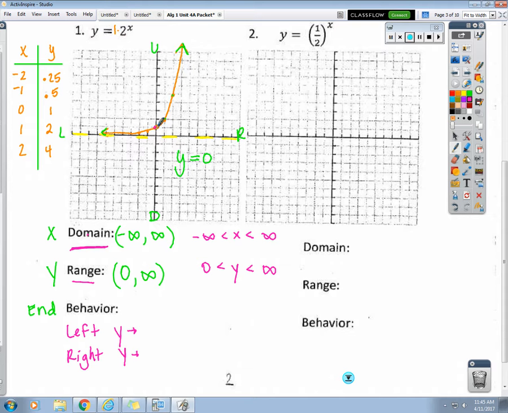Well, okay, look. Here's a y value of 1. Here's a y value of 0.5. Here's a y value of 0.25. The y values are getting closer and closer to what? 0 on the left side, the asymptote. The left side of this curve is approaching the asymptote, which is at 0. On the right side of the curve, all the y values are doing what? Going up forever, so infinity.